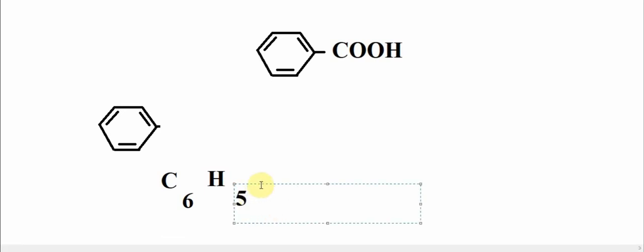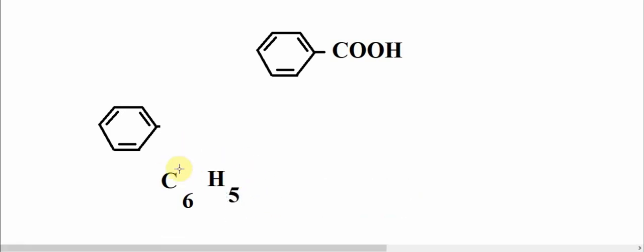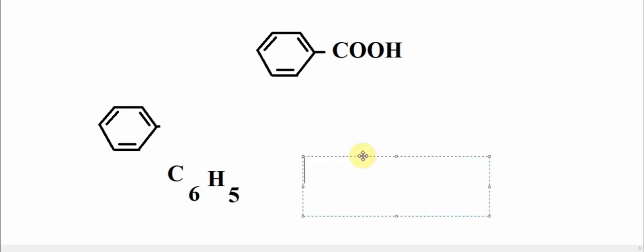The next one, we have the phenyl here. We know that in this one we can write C6H5, because they don't have the hydrogen on the connecting carbon. That's why we have C6H5. So I will draw the picture to illustrate this one.